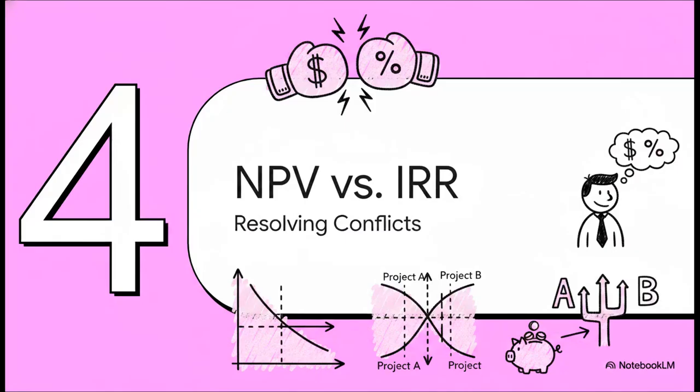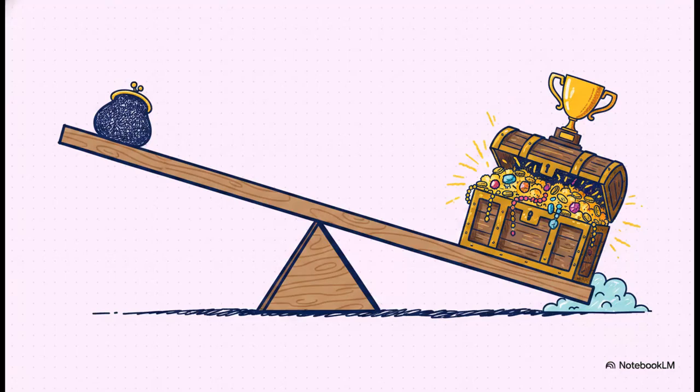Section 4. Resolving NPV versus IRR. Usually, NPV and IRR are going to give you the exact same accept or reject decision. But what happens when you have two mutually exclusive projects and they're giving you conflicting signals? Let's say IRR points to project A because it has a massive 30% return, while NPV points to project B. Who wins the battle of the metrics?